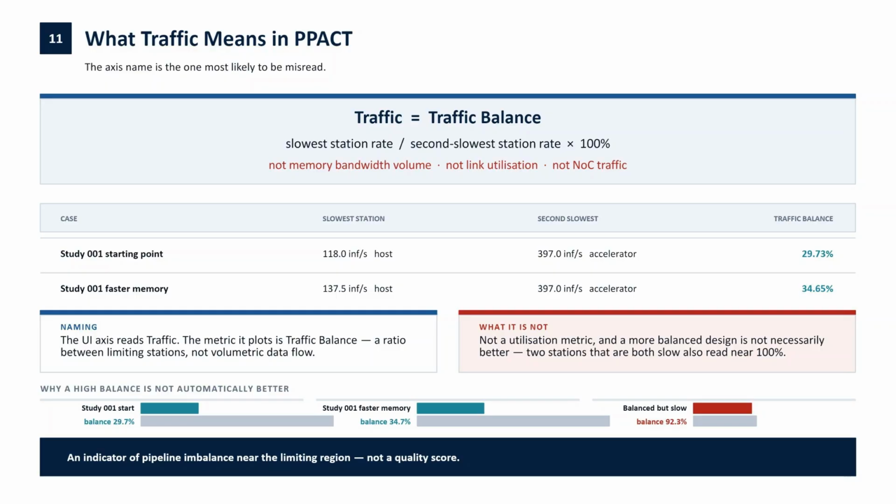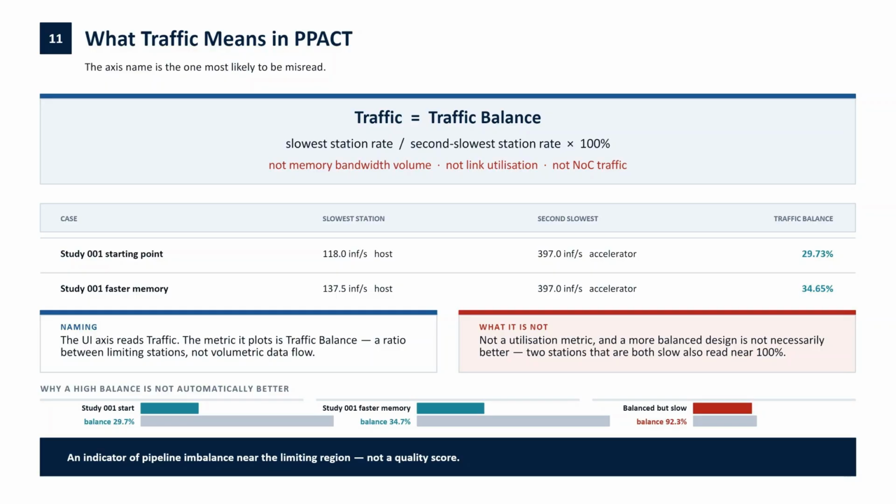In the faster memory configuration, the host rate improves to approximately 137.5 jobs per second, while the accelerator remains at approximately 397.0 jobs per second. Traffic balance therefore becomes 34.65%. There is an important caution, however. A higher traffic balance is not automatically a higher design quality score. This metric is diagnostic. It indicates how closely the processing rates of the principal stations in the limiting region are matched. Two stations can both be slow and still produce a high traffic balance if their rates are similar.